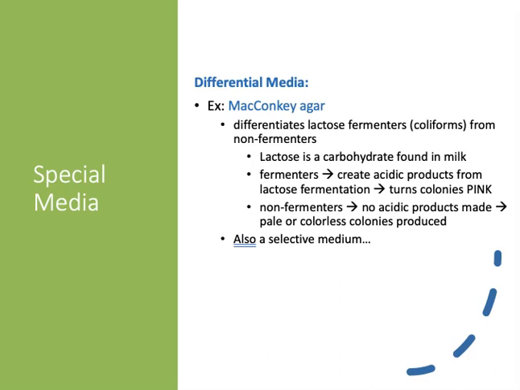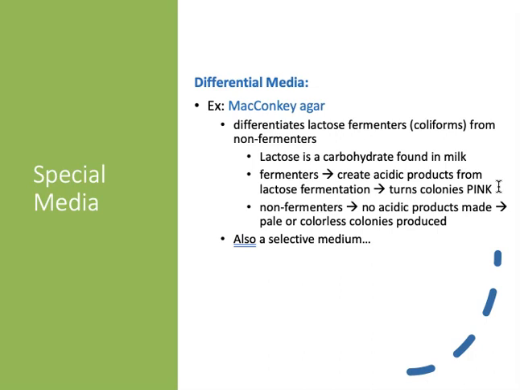When organisms ferment lactose, they create an acidic metabolite. The acidic metabolite is going to collect in the media, and it's going to lower the pH. That change in pH is going to cause the indicator dye in the MacConkey agar to change color. Now, in this case, it's not the medium that will change color, but the colonies themselves. If the bacteria is able to ferment lactose that's in the agar, the colonies are going to grow with a pink color.